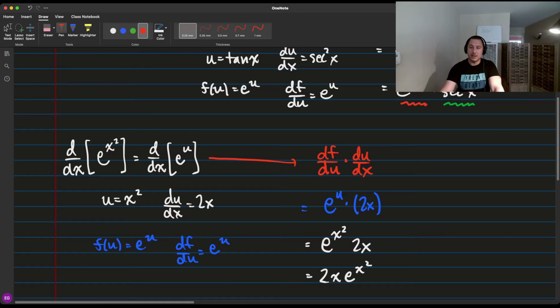Notice, it's like what I said earlier. The derivative of e to the x squared has an e to the x squared, and then you're going to multiply by the derivative of x squared. Okay. So taking the derivatives of exponentials with base e is rather simple.